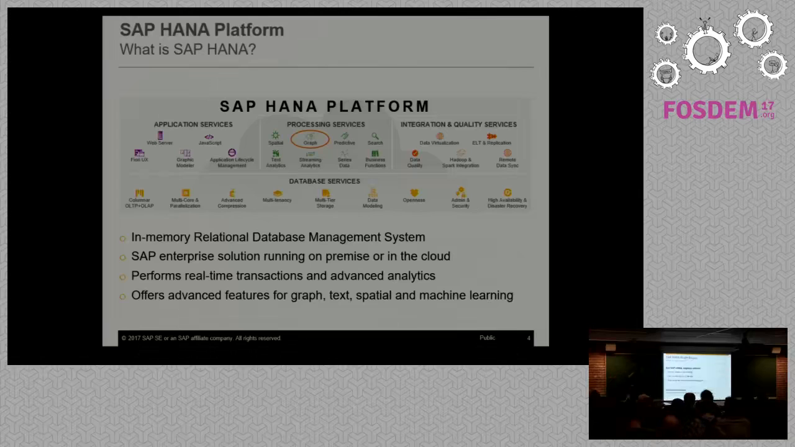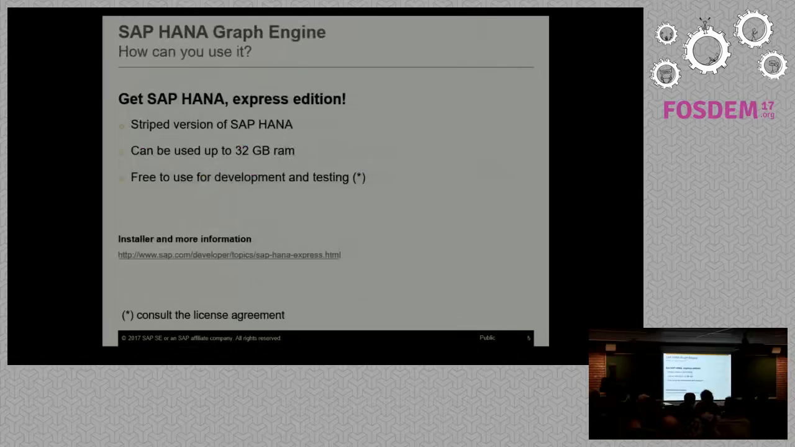Okay, so how you can use it. Usually SAP HANA runs in large server landscapes, but with the recently announced HANA Express Edition, you can download it and develop on it. And it's a stripped version of SAP HANA which is limited up to 32 GB RAM. So basically it can be used for your project as backend.